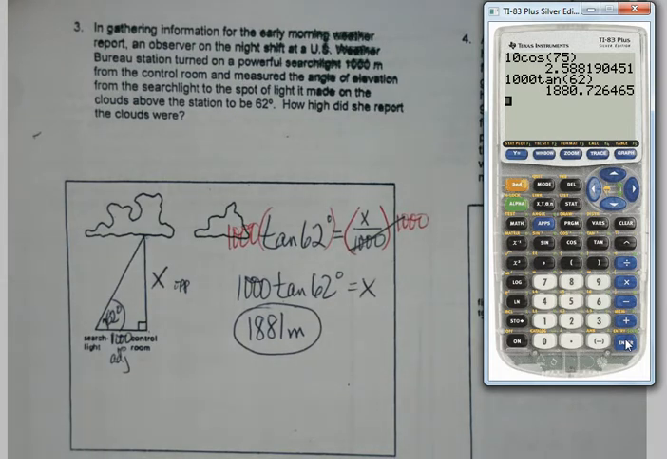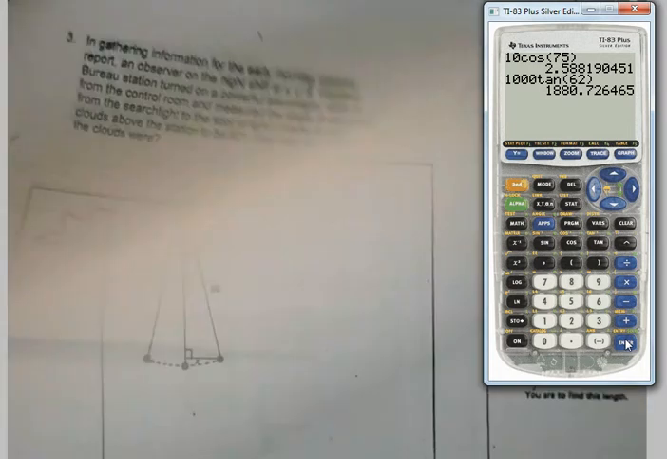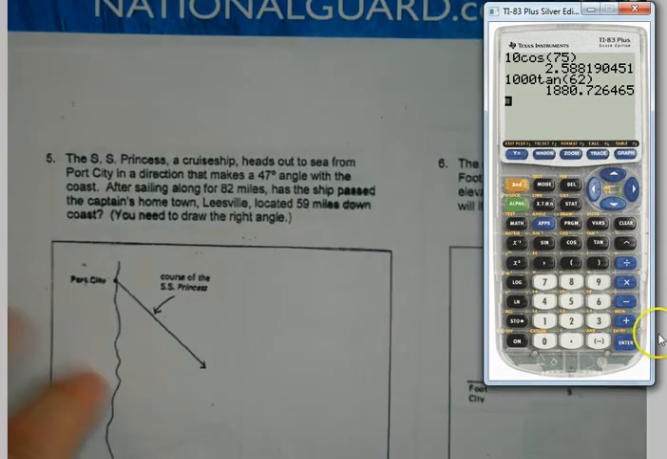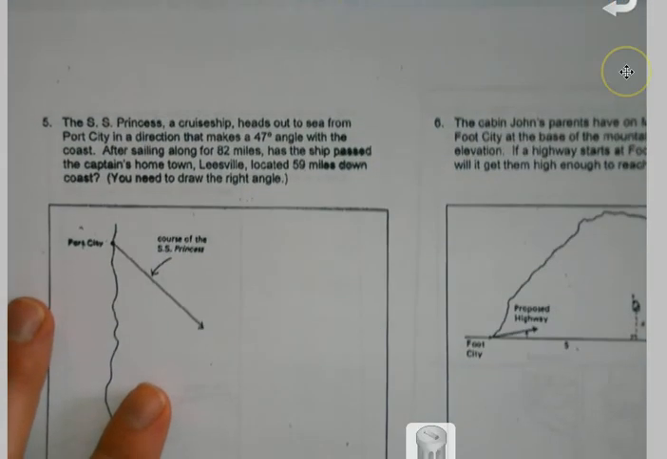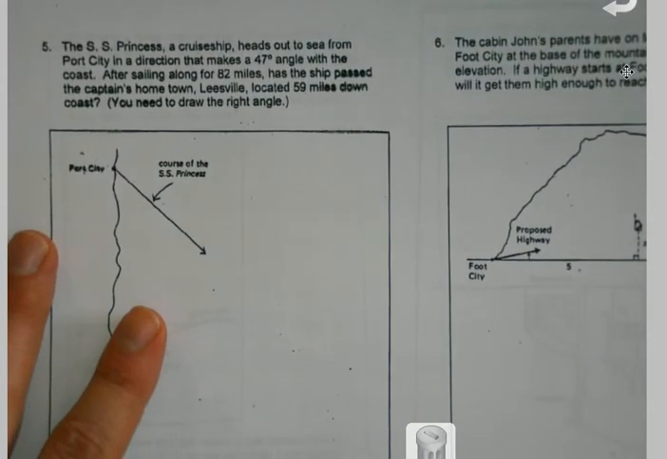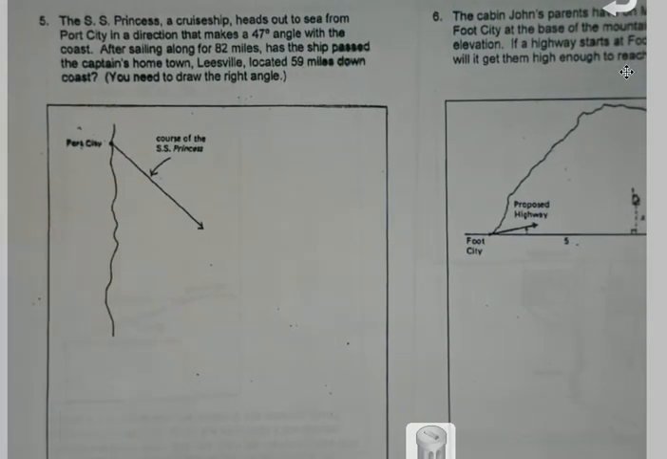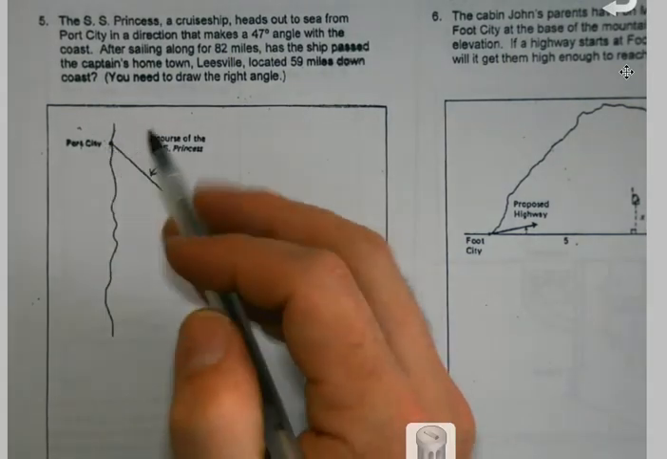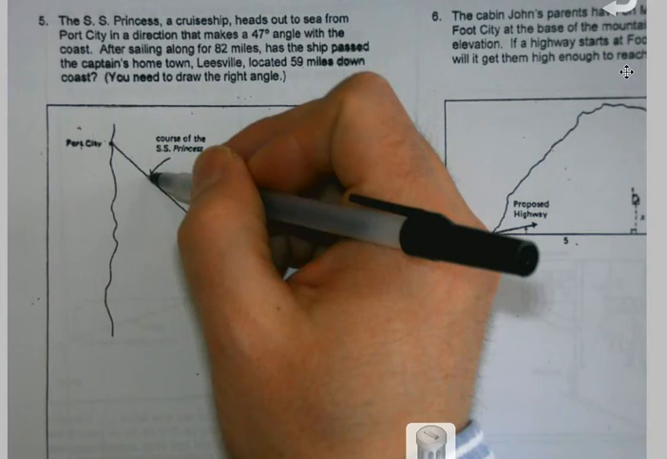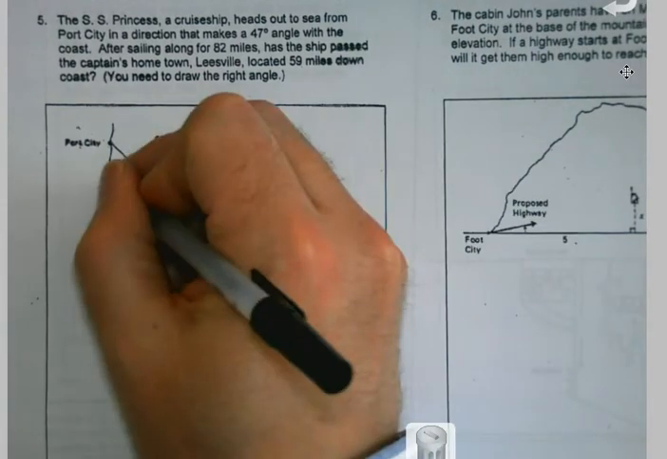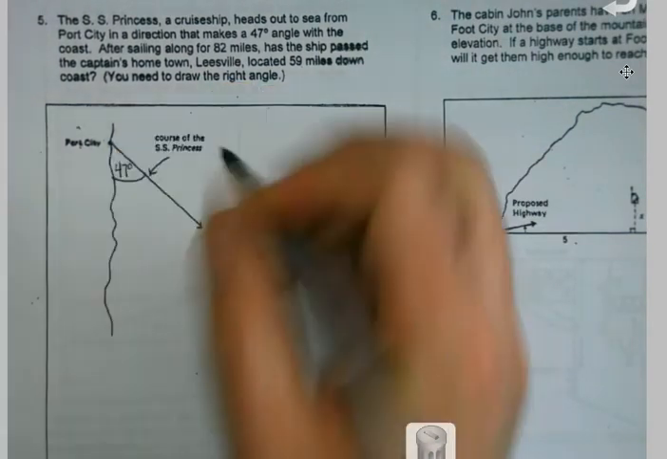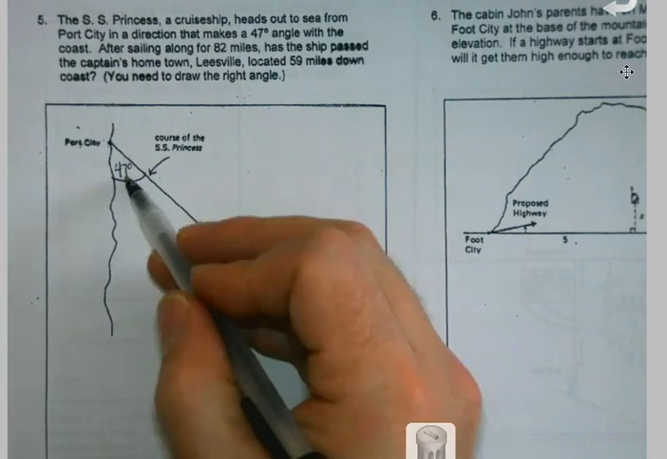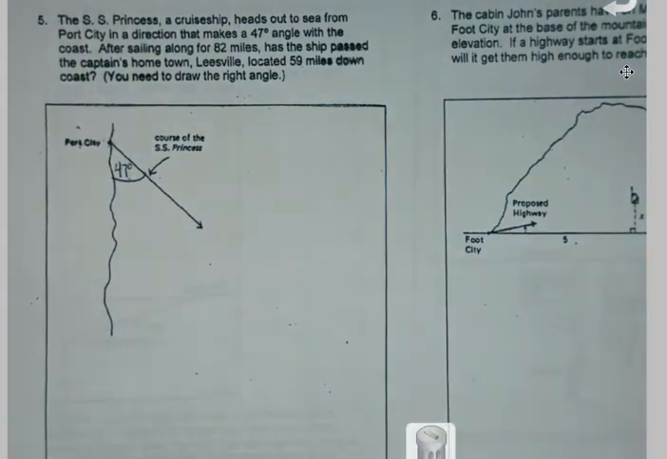So, all right, next one. Now we got a cruise ship, the SS Princess. A cruise ship heads out to sea from Port City, here, in a direction that makes a 47-degree angle with the coast. Okay. So here's the coast. Here's where I'm sailing. So I got this 47-degree angle.